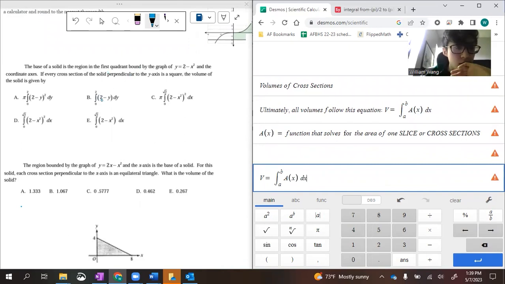The base of a solid is the region in the first quadrant bounded by the graph y equals 2 minus x squared and the coordinate axes. If every cross-section of the solid perpendicular to the y-axis is a square, the volume of the solid is given by what? Okay, first of all, I know each cross-section is a square. So this area equation is going to be the equation for a square. So it's side squared.